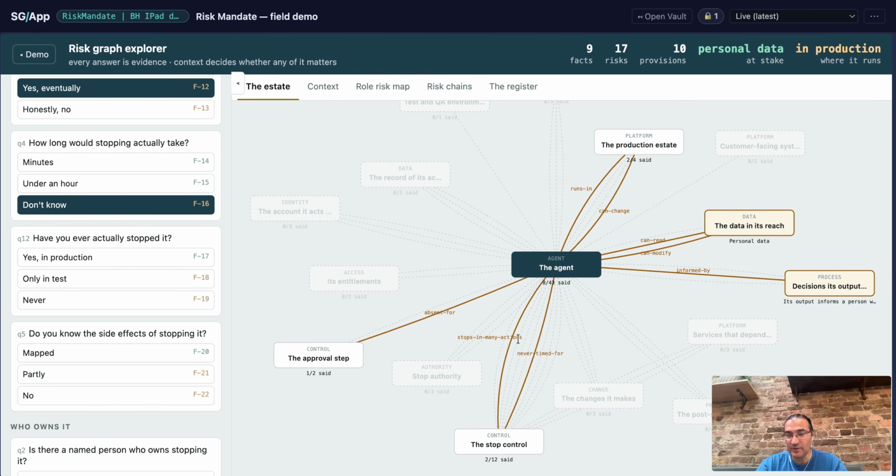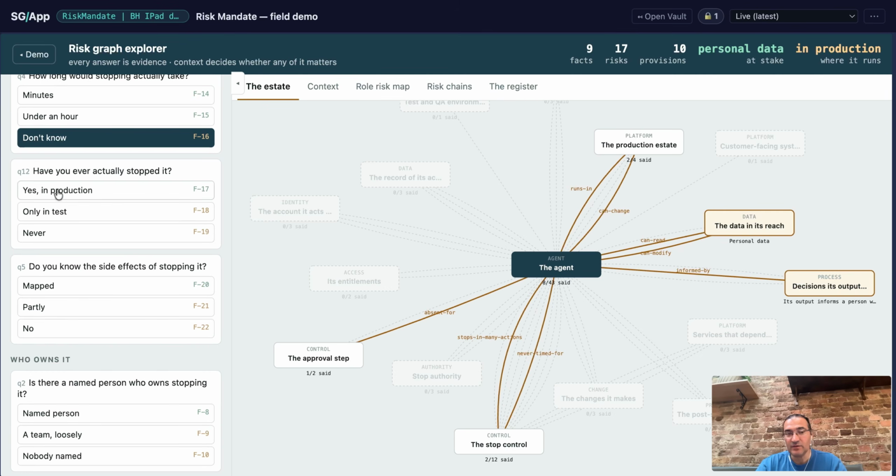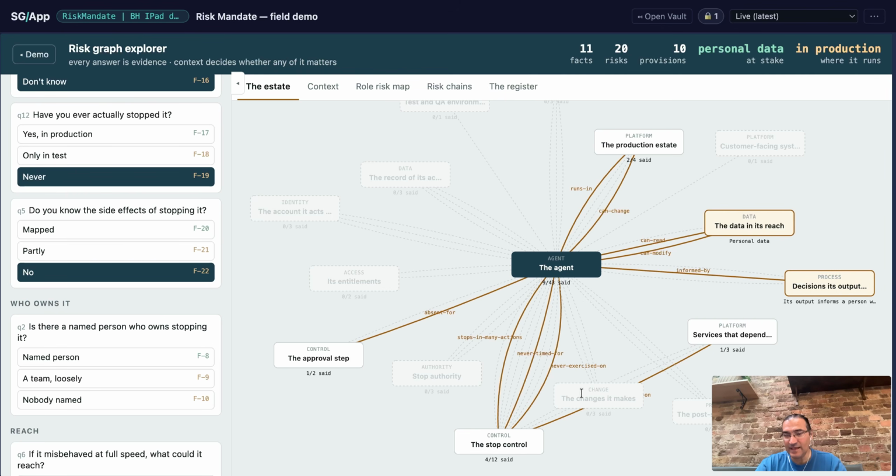Now we mapped stop in many actions, never timed for an hour, minutes, right? And then have you actually stopped it? Yes, we have, only in test, never, right? Do you know the effects of stopping it? Have we mapped it? Is it partially, etc.? But this is an interesting one because this is connected to the stop control. So you can actually see that this depends on that one. So it's, in a way, now a next line down of the flow.